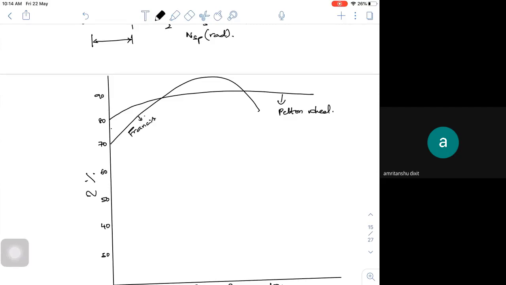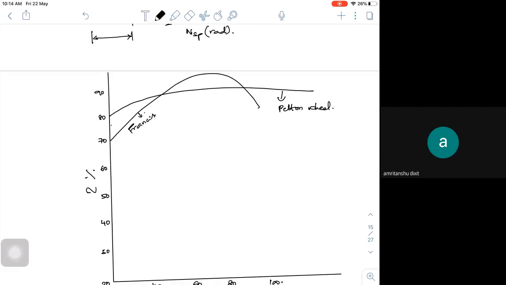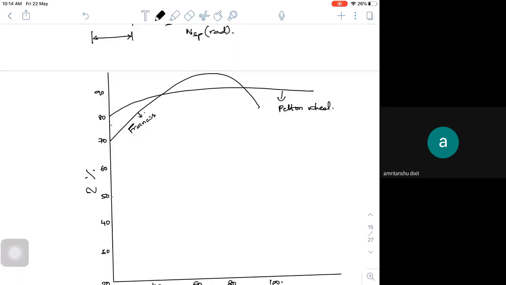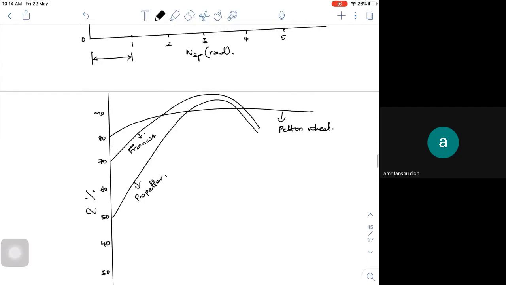What happens to your propeller turbine? Propeller turbine at low load conditions, its efficiency is low, fine, but it can go up to 90% at full load conditions. That is the reason why this is preferred in most ships and all. What about your Kaplan turbine? Kaplan turbine behavior is almost very similar to your Pelton wheel, but it can have a better efficiency.